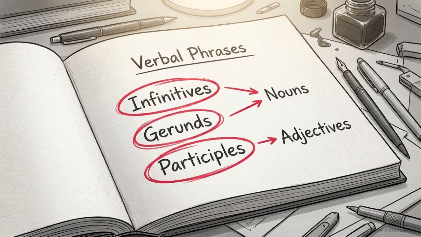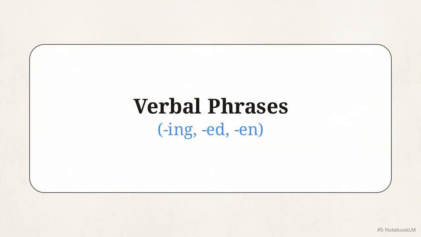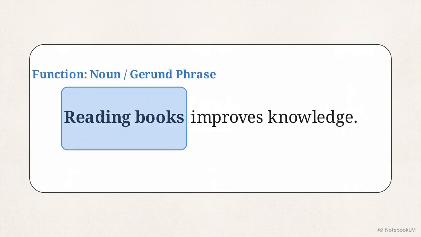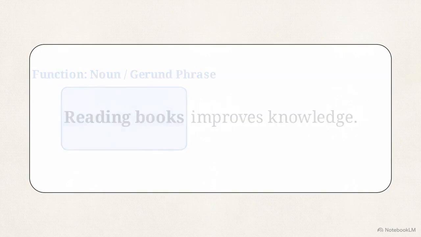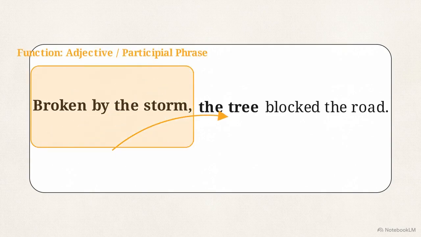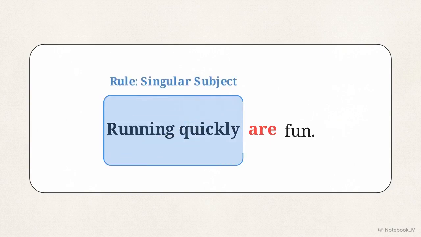narrative. Writer confusion often stems from verbal phrases: infinitives, gerunds, and participles. These structures use verbs to perform the work of nouns or adjectives. These verbal phrases end in ing, but serve different functions. Reading books acts as a noun subject, a gerund phrase. Broken by the storm modifies the tree as an adjective, a participial phrase. Unified gerund phrases require singular verbs, so we say running quickly is fun.